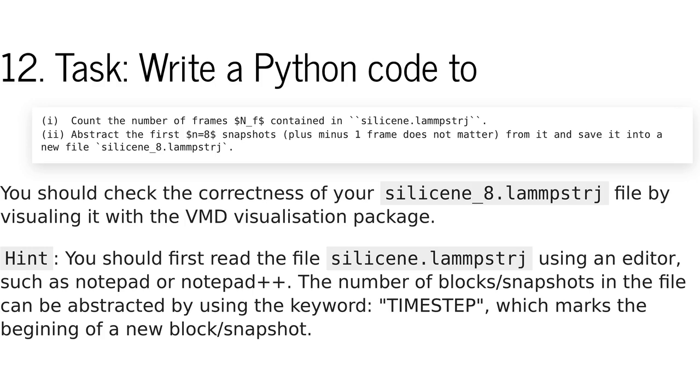A useful hint for identifying the start of each new frame or snapshot within the LAMMPS trajectory file is to look for the keyword timestep. This keyword typically marks the beginning of a new block of data corresponding to a single frame. After creating the smaller trajectory file, you should verify its correctness by visualizing it with VMD.